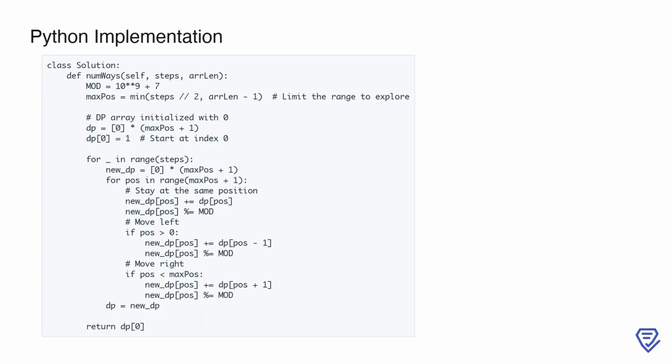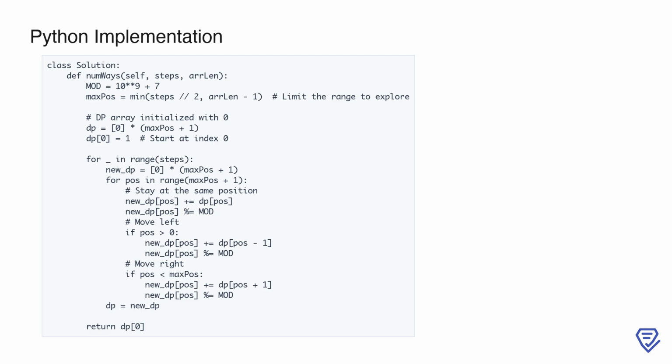This Python implementation solves LeetCode problem number 1269 using dynamic programming to calculate the number of ways to stay at index 0 after a given number of steps. Let's break it down. 1. Constants initialization. We define a modulus mod equals 10 to the power of 9 plus 7 to prevent overflow during computations, as the result can grow very large. 2. Range limitation. The maximum position maxpos we need to consider is the smaller of steps // 2, because at most you can move half the steps in one direction, and arrLen - 1, the maximum valid index in the array. 3. dp initialization.